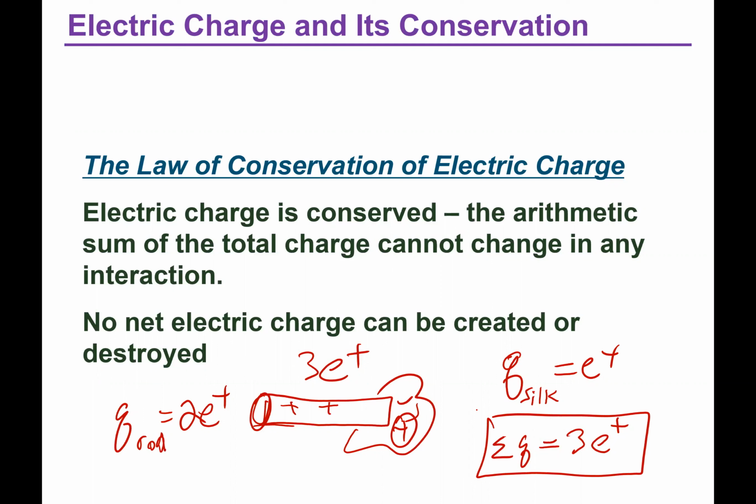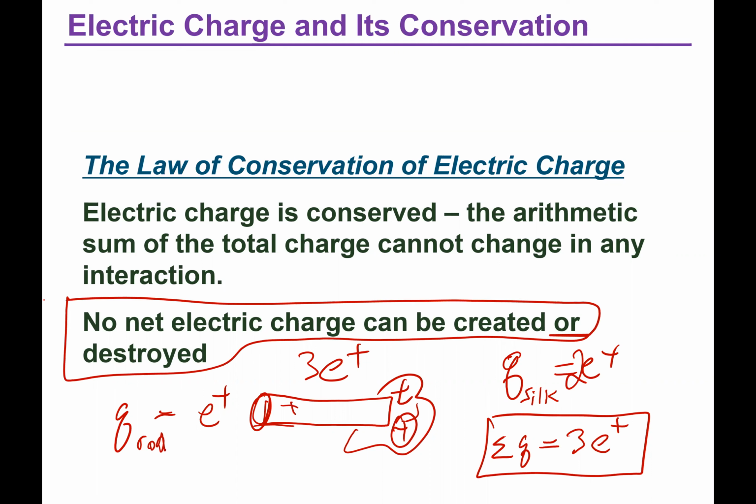And if I continue, let's say this one, I'm gonna go from there to here. Then this becomes 1, this becomes 2. And again, if I add them together, I'm gonna get 3. That means no electric charge can be created or destroyed.